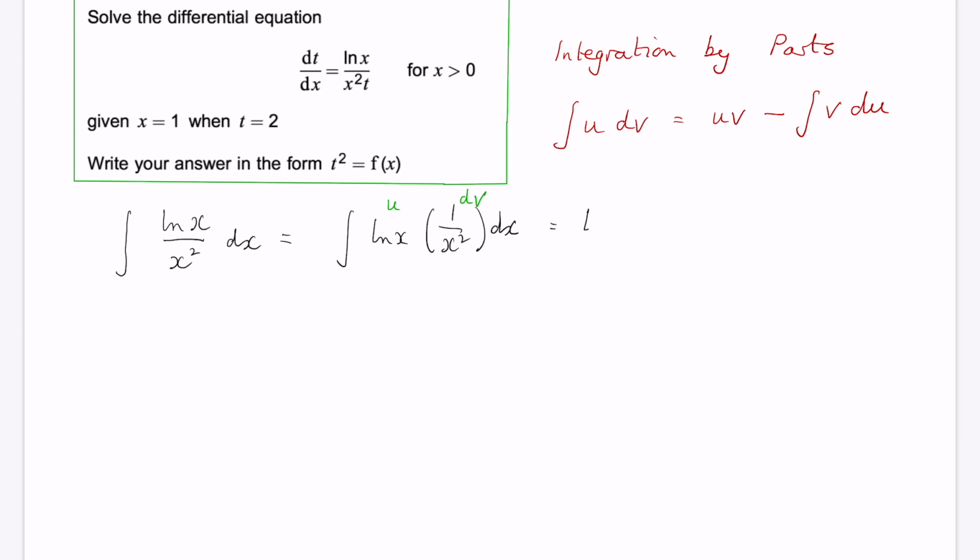So we get uv, log x is u. Now v is the integral of this expression. The integral of 1 over x squared is minus 1 over x. It's one of those that really ought to roll off the tongue because it occurs so frequently. Minus the integral of v, which is the minus 1 over x we've just got, du. That's u. du, the derivative of log x. Again, one of those that really ought to roll off the tongue. And it is 1 over x.